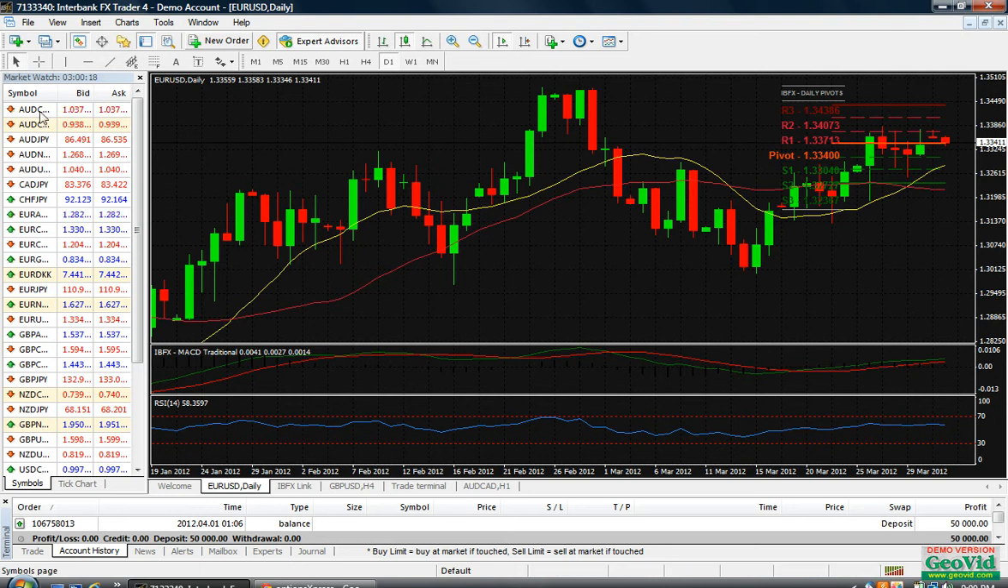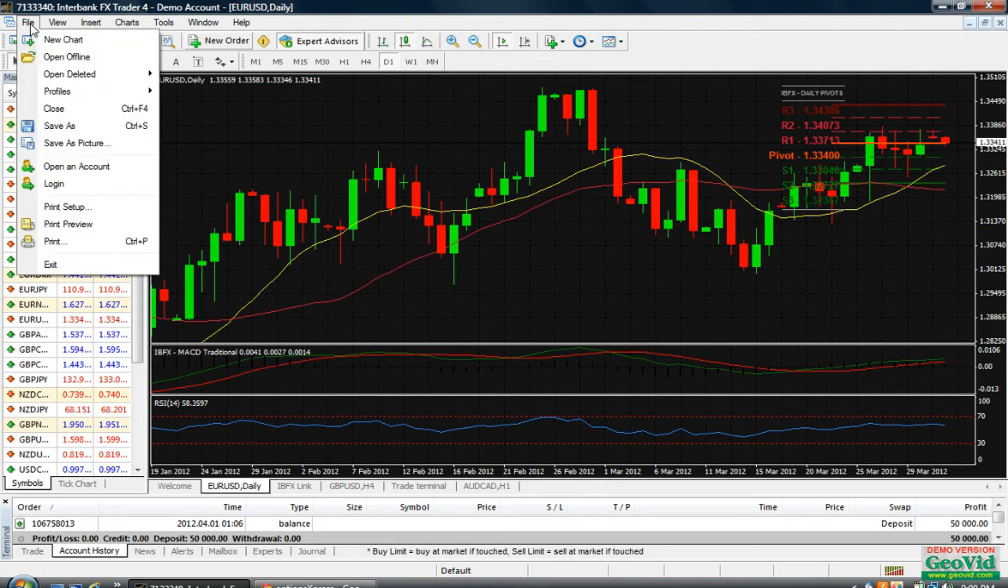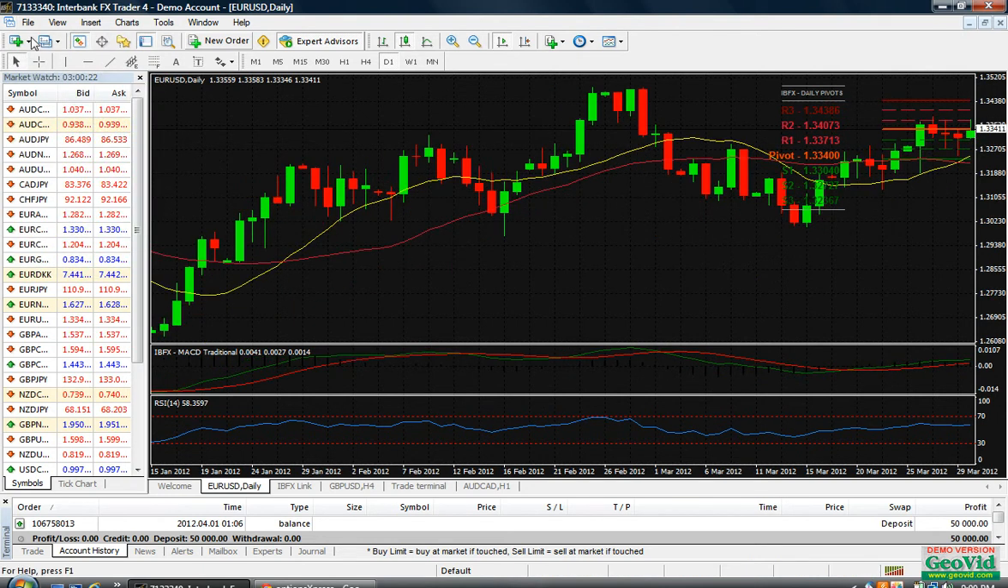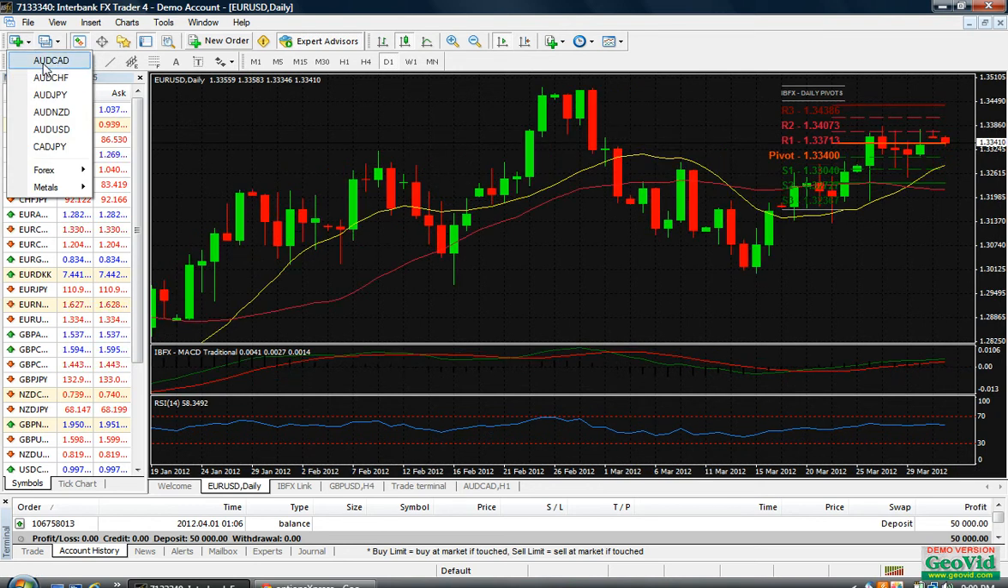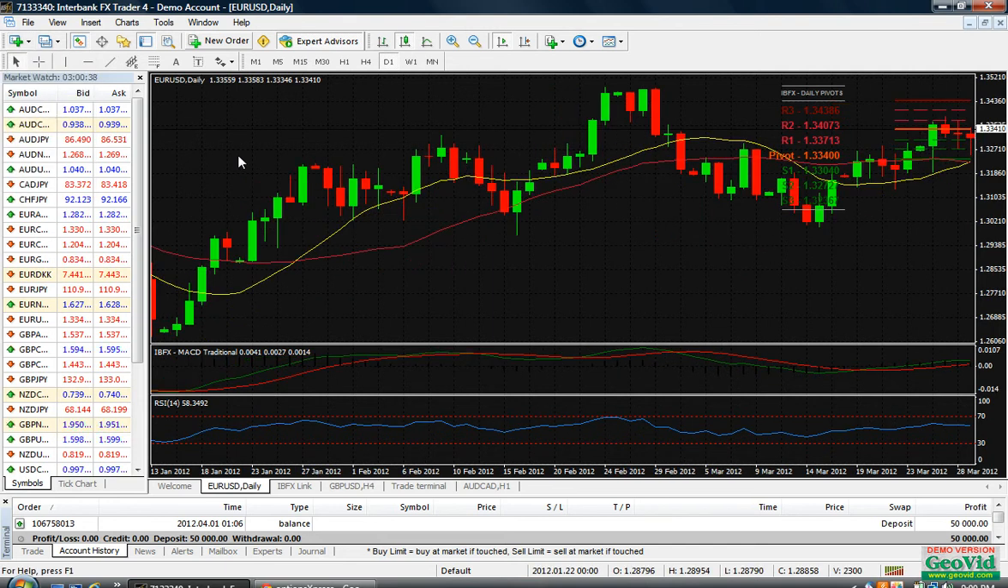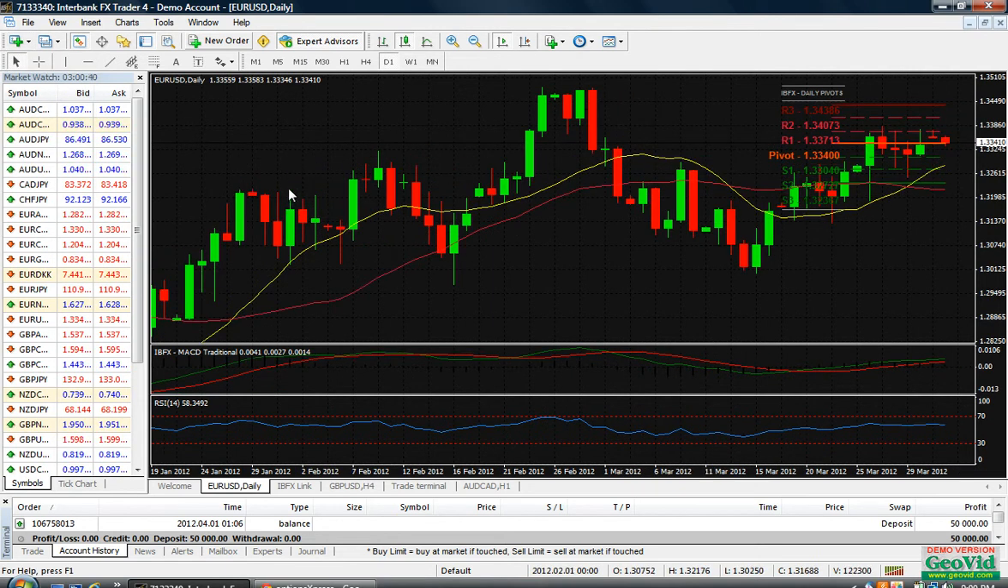Now you have different pairs that you can trade. For example, you can add the Australian and Canadian dollar, the Australian dollar and Swiss franc, the Australian dollar and Japanese yen, and different pairs. The major currency pairs of the world you can buy and sell in here.